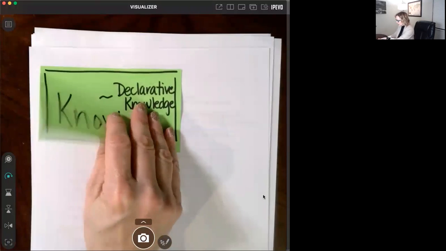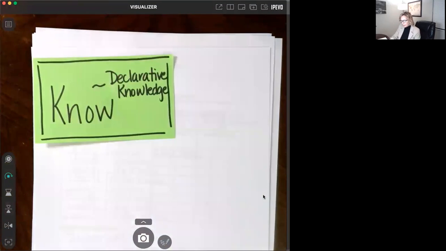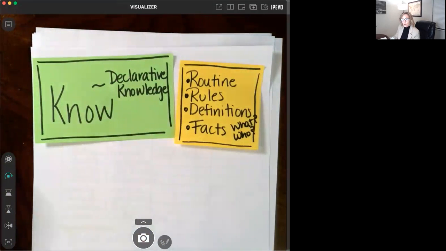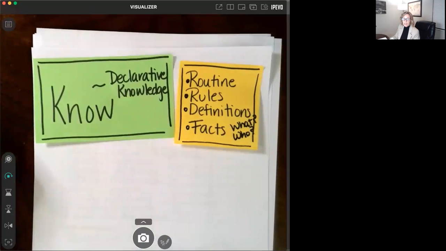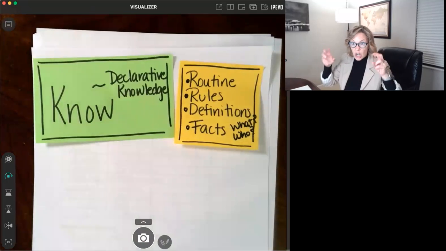this is the declarative knowledge. And you might be thinking, what in the world is that? Who came up with this? But declarative knowledge are things like routines, rules, definitions, facts like the who, the what you need to know. I get a lot of definitions from this, just factual things that you don't have to do a lot of thinking about. You can just find the answer very quickly. So that's what the declarative knowledge is, the things that students need to know.